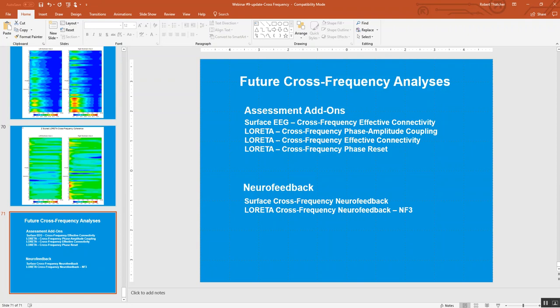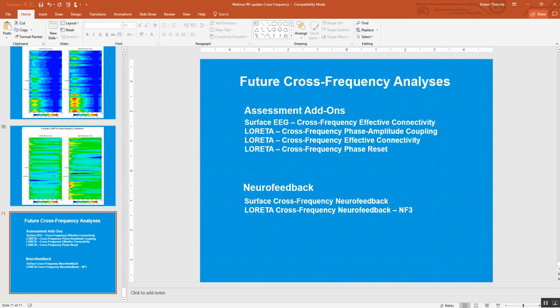And we're also going to have neurofeedback at cross-frequency surface neurofeedback and LORETA cross-frequency neurofeedback, where we use all these cross-frequency metrics from the center voxel of the Brodmann areas, or in the case of the surface cross-frequency neurofeedback, from the electrodes placed on the scalp surface. And in that case, you don't have to have 19 electrodes. It can be a smaller set. You have to have at least 2. But when it's linked to the patient's symptoms, then you're in better shape.